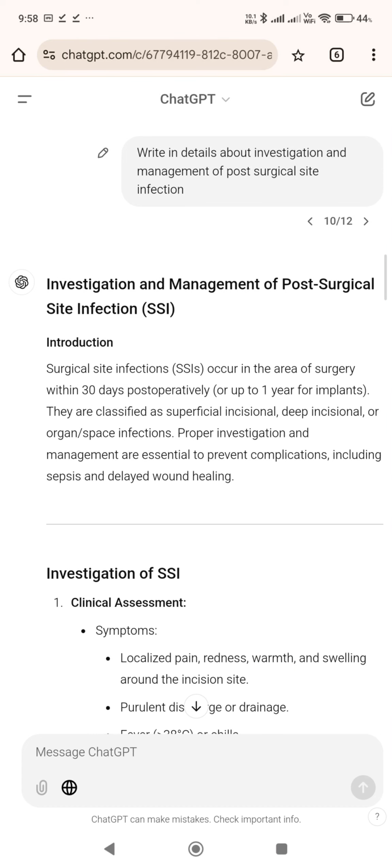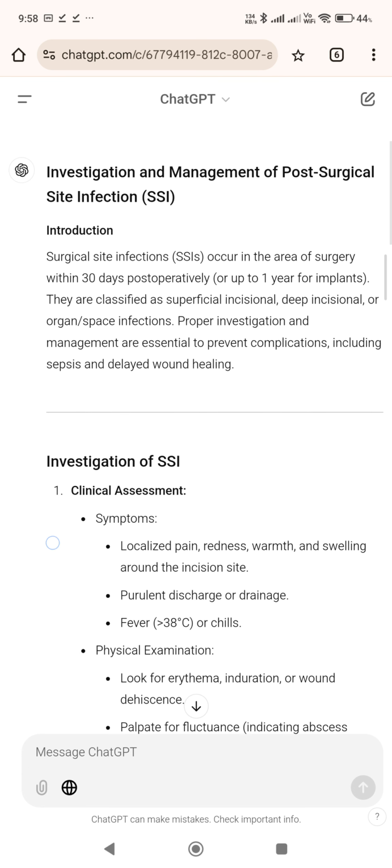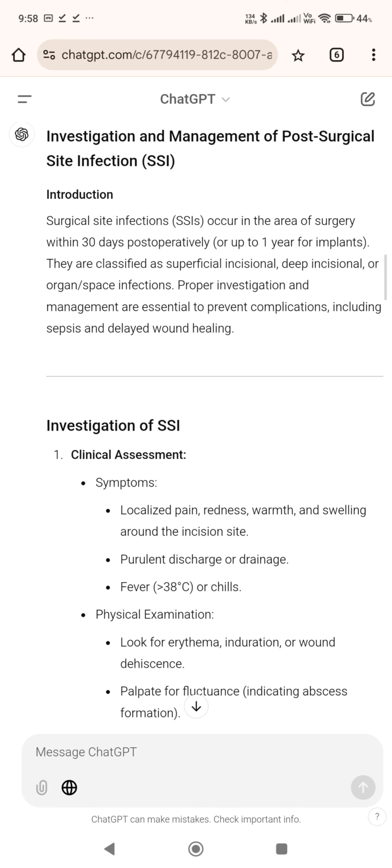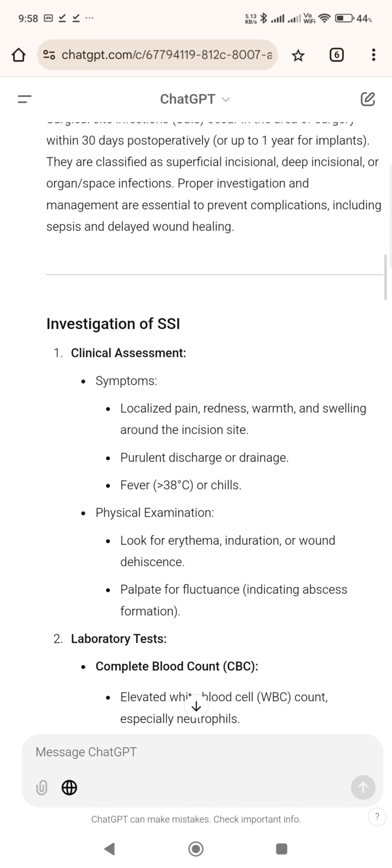Investigation and Management of Post-Surgical Site Infection, SSI. Introduction. Surgical site infections, SSIs, occur in the area of surgery within 30 days postoperatively, or up to 1 year for implants. They are classified as superficial incisional, deep incisional, or organ space infections. Proper investigation and management are essential to prevent complications, including sepsis and delayed wound healing.